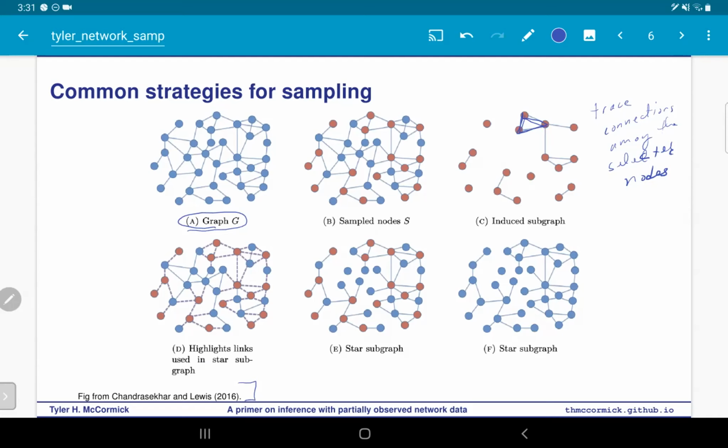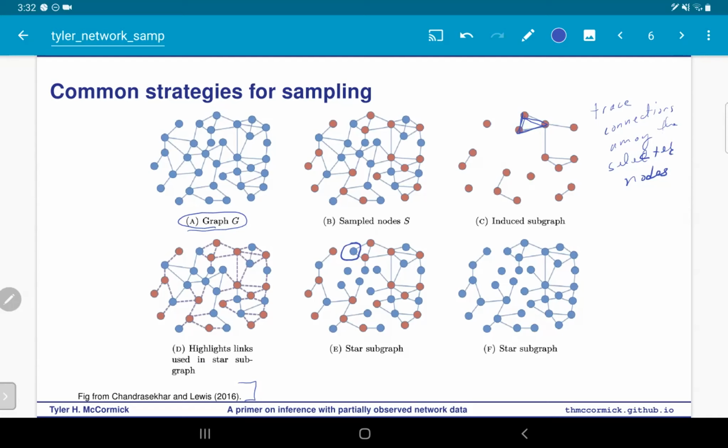Okay, so another common form of sampling is what's called a star subgraph. And in the star subgraph, we're going to get a bit more information than we do in the induced subgraph, because we're going to take a set of nodes that are sampled, and then of that set of nodes that are sampled, we're going to look at all of the connections of the nodes that are sampled. So that's going to allow us to either directly or indirectly, and typically the latter, trace connections between individuals who are included in the original survey, the nodes that are in red here, and others that are not.